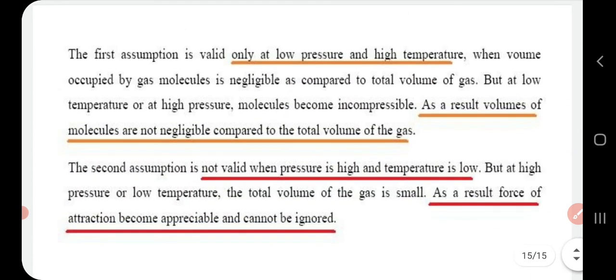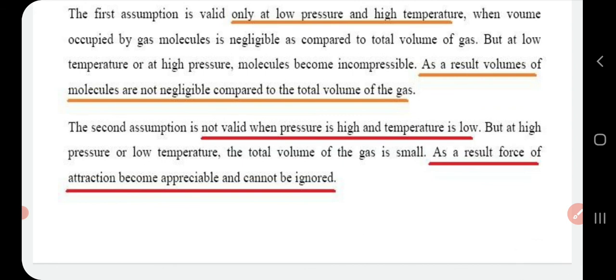Now the first assumption is valid only at low pressure and high temperature, when volume occupied by gas molecules is negligible compared to volume of gas. But at low temperature or at high pressure, molecules become incompressible. As a result, the volume of molecules cannot be neglected when compared with total volume of gas. Now the second assumption is not valid when pressure is high and temperature is low, because at high pressure or low temperature, volume of gas is small. As a result, force of attraction becomes appreciable and it cannot be ignored.